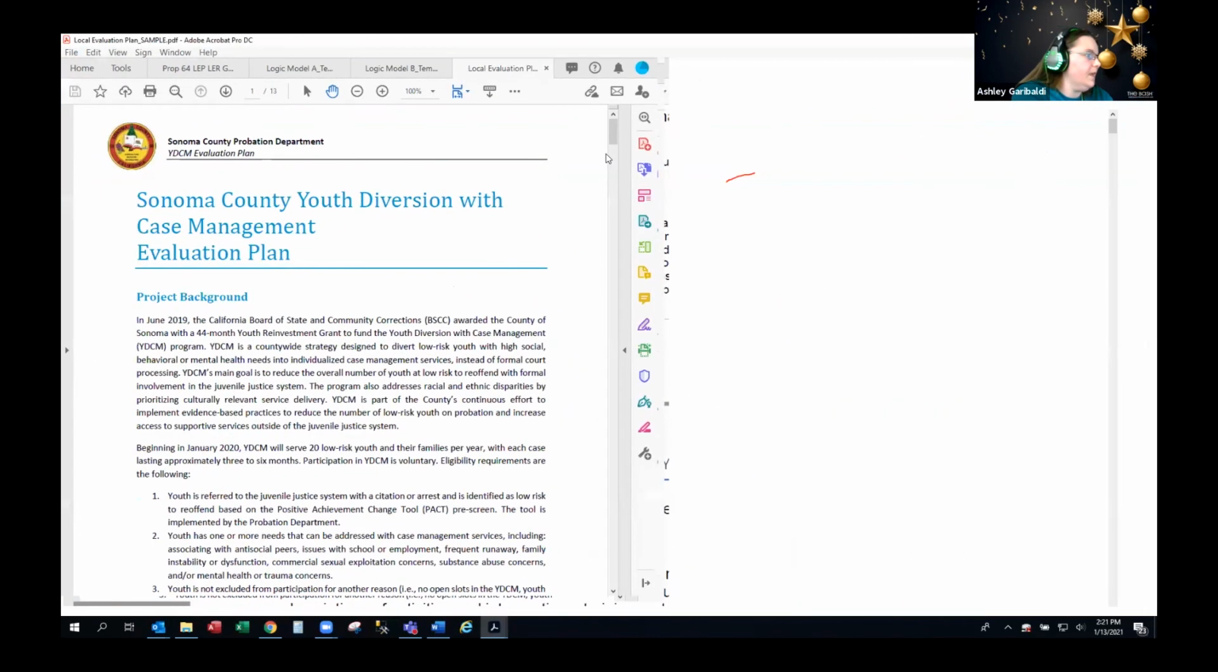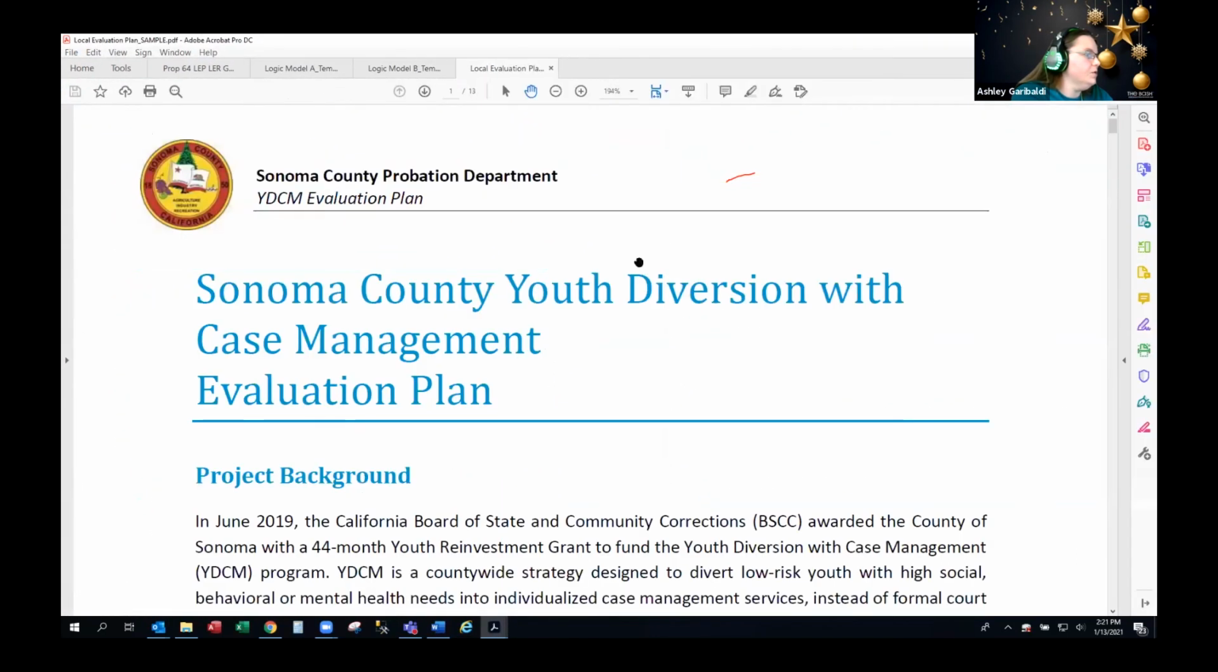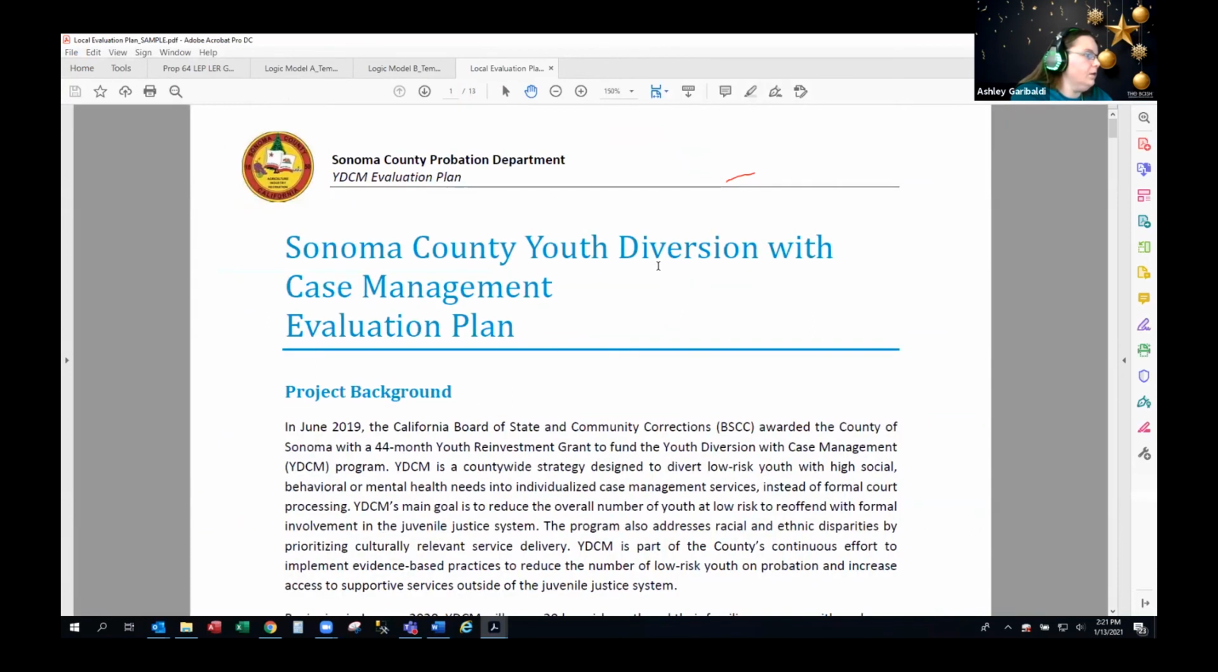This was a useful local evaluation plan for a youth reinvestment grant that my teammate found to be super well written. So shout out, unintentionally, to Sonoma. Different program, different lead agency.